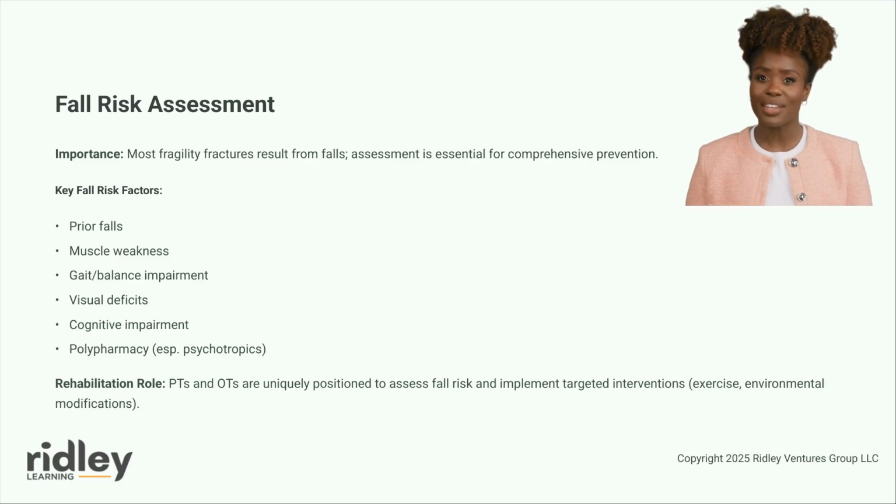For men, evidence regarding screening benefit is less robust, and the USPSTF has concluded that current evidence is insufficient to assess the balance of benefits and harms of screening in men. However, other professional organizations, including the Bone Health and Osteoporosis Foundation and the Endocrine Society, recommend screening men at age 70 years or older, as well as younger men with clinical risk factors for osteoporosis.